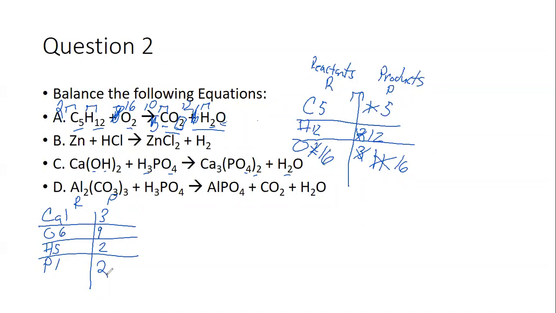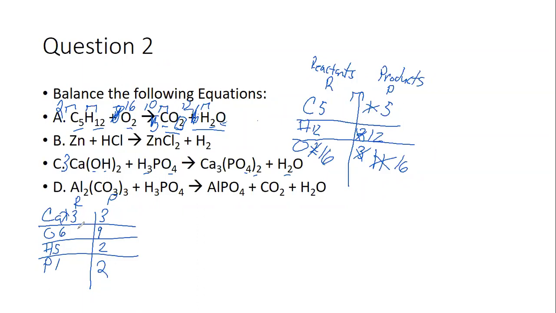So I would suggest that you either start with calcium or you start with phosphorus, because calcium only appears in 1 compound on each side of the arrow. Phosphorus, P, also only appears once on each side of the arrow. So those will be easy things to balance. Let's just start with calcium. 3 on the right, 1 on the left. Easy fix, put a 3 on the left. So now I have 3 calciums.